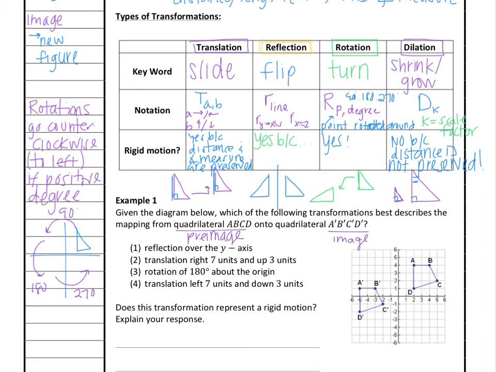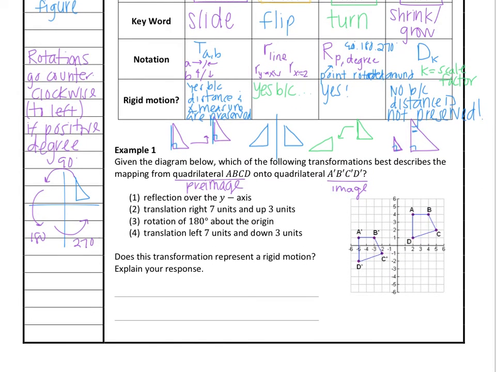So we have to figure out how are we going from the first, the original, onto the image, the new. So my original is over here on the right hand side. You can see there's no primes. And then my new image is over here on the left hand side. So we have to decide what's happening here. How do I get from the first to the second?